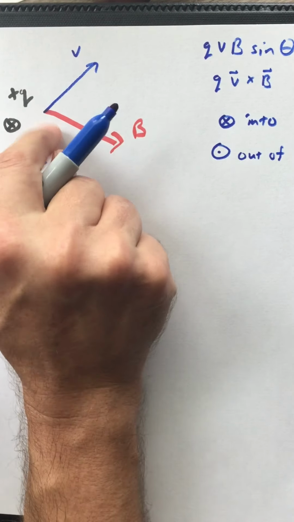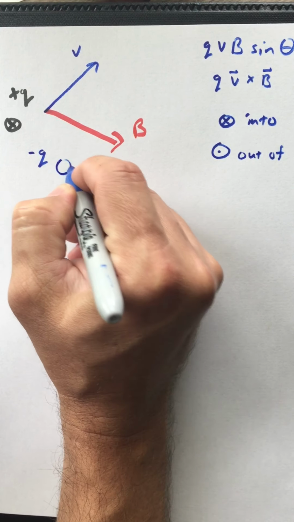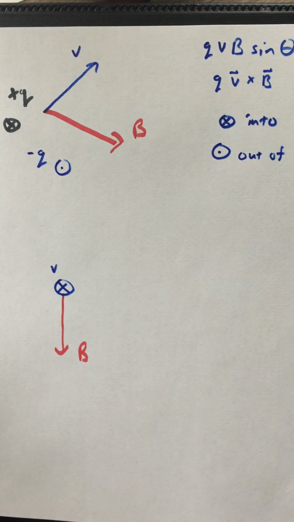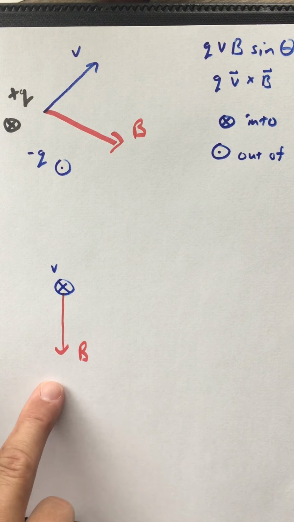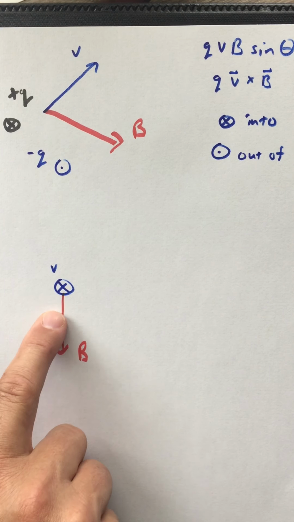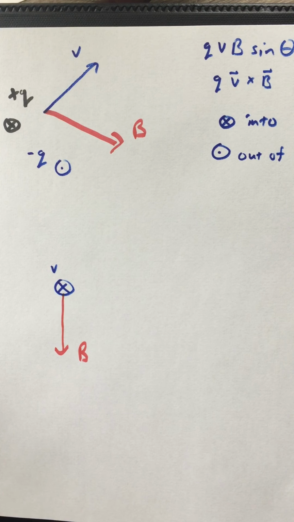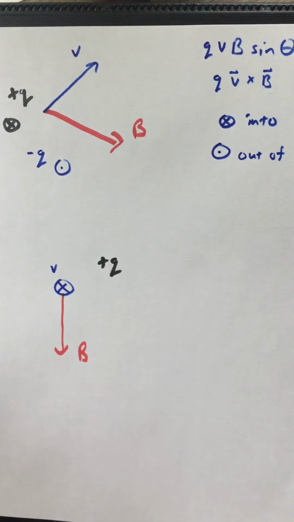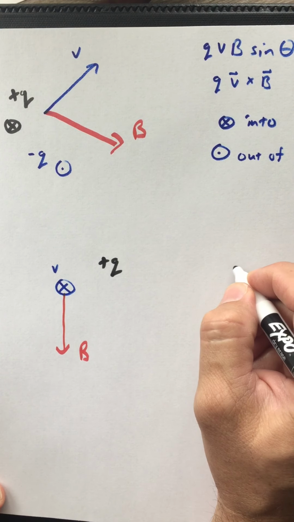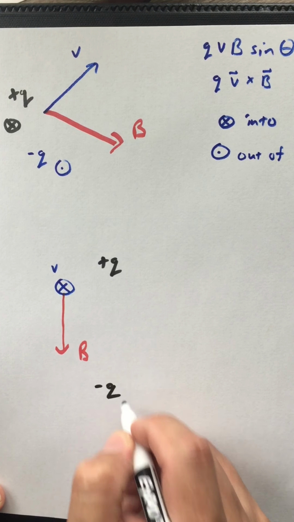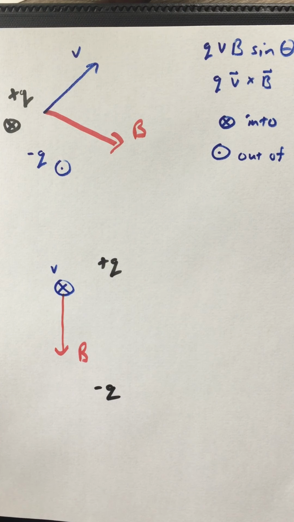So if this charge is negative, I get that the force vector is coming out of the page. Okay, so here I've given you another situation. In this case, the velocity is coming out of the page. So what I want you to do is pause the video and do this twice. Do this for a positive charge and figure out what direction that is, and do it for a negative charge and figure out what direction that is.